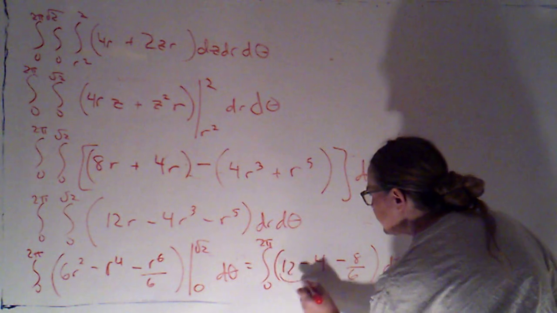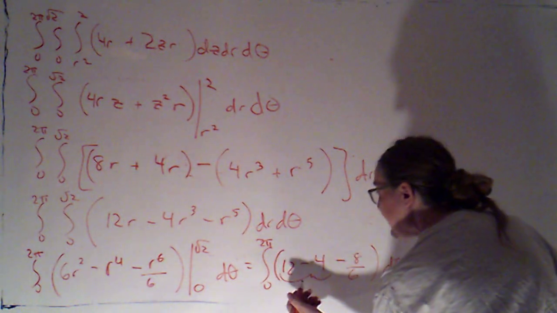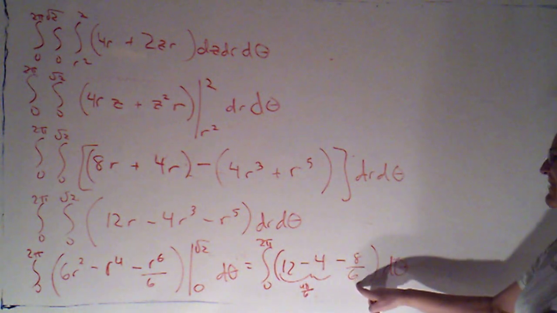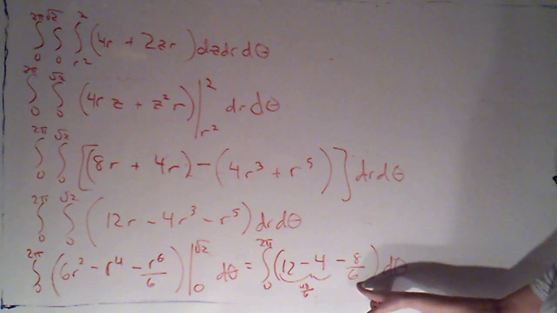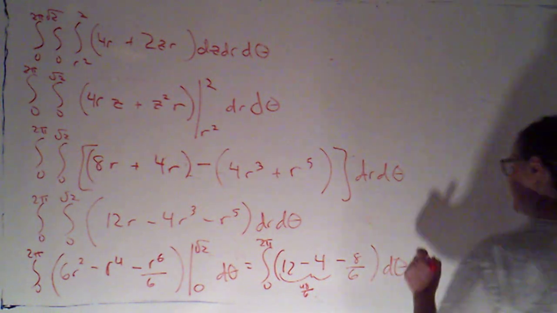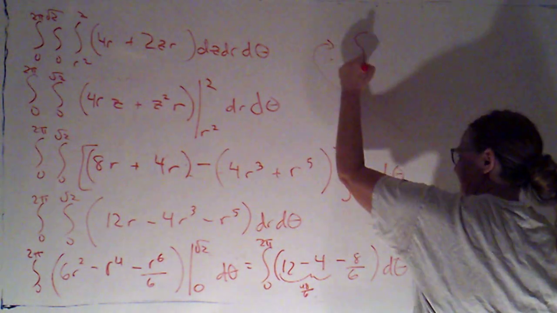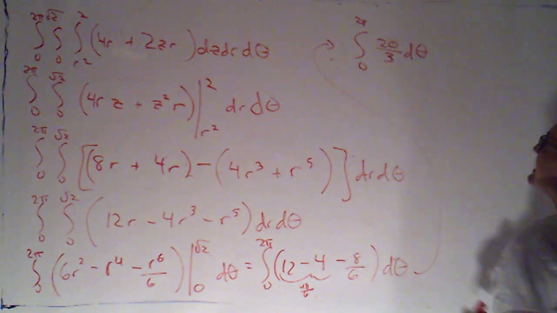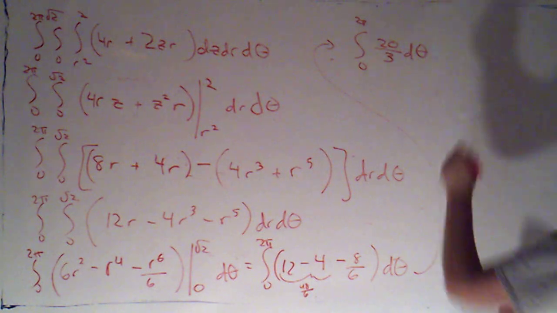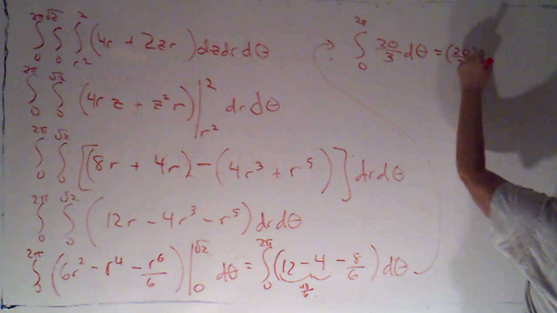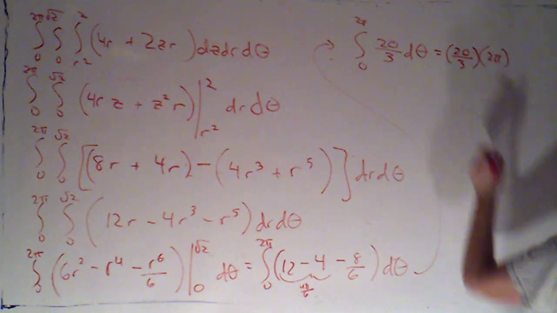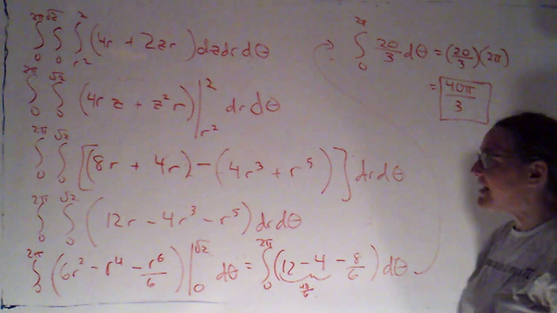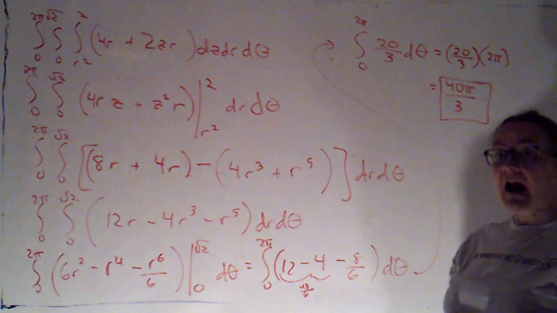So let's see. Notice that this 12 minus 4 is just 8 right here. And 8 would be 48 sixths. So this is 48 sixths minus 8 sixths. That's 40 sixths, which would reduce to 20 thirds. So all of this becomes the integral from 0 to 2 pi of 20 thirds d theta. And of course, if I integrate a constant, I'm just going to get that constant times the length of my interval, which is 2 pi. So I'm getting 40 pi over 3. So that's what I get for the flux. That's what I got using the divergence theorem.